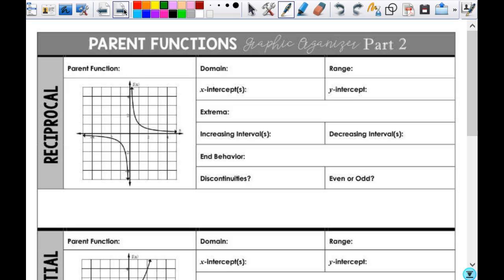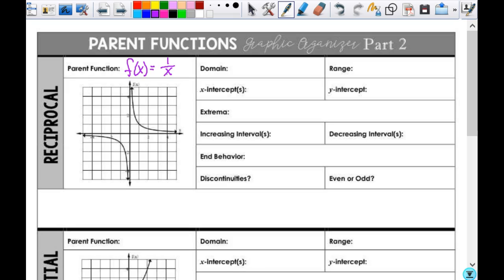All right, so we have the reciprocal here. So my parent function we know is f of x. What do you think the rest of that looks like? It's 1 over x. Okay, 1 over x, good. It's irrational, yes, very good. So 1 over x, it's the reciprocal of the linear, basically. It's a line that's been blown apart.